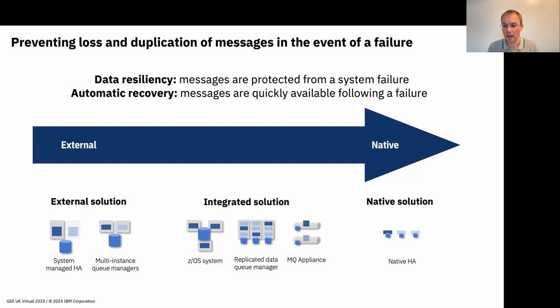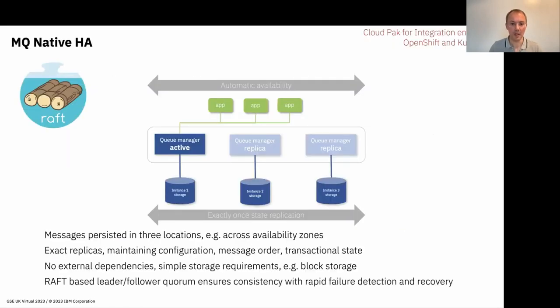So we've also now been building a new capability, which we're calling Native HA, which is very similar to the qualities that you would have with replicated data queue managers, but which is built into the MQ product, so is more targeted to environments such as container frameworks and doesn't have some external dependencies that the other solution demands. So if we look at Native HA, Native HA has essentially 3 nodes, 1 active node and 2 replicas.